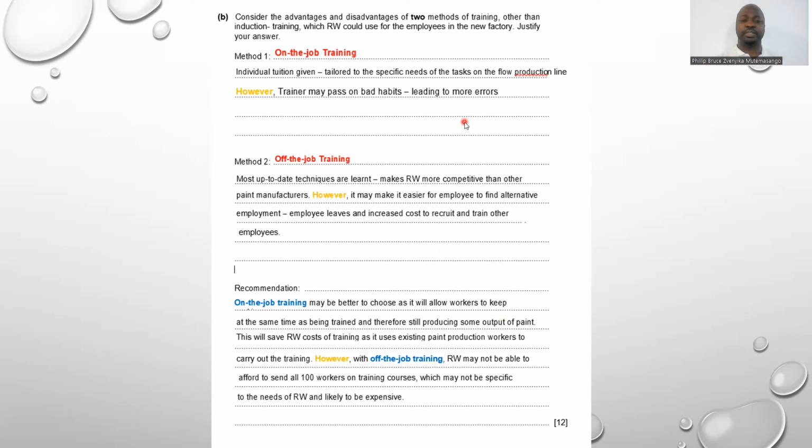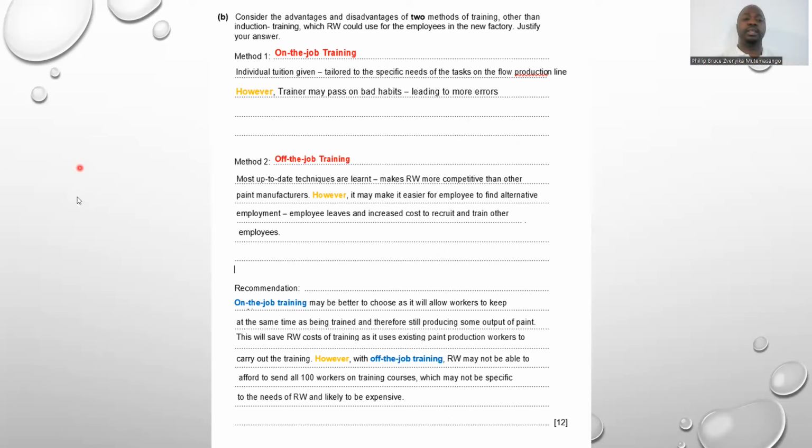You first choose the method you're in support of, or you first identify those 2 methods. And in this case, it's on the job and off the job training. Then you decide which one you are in support of and which one you are not in support of.